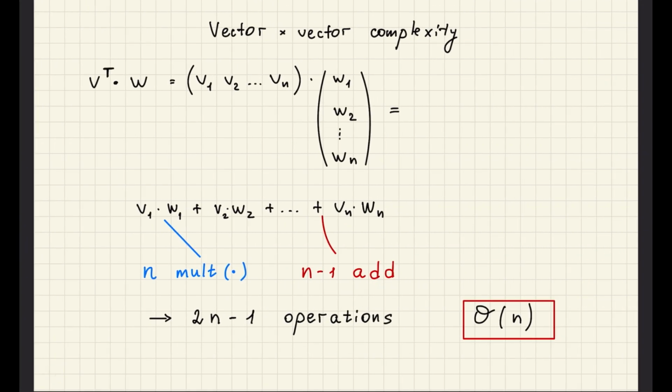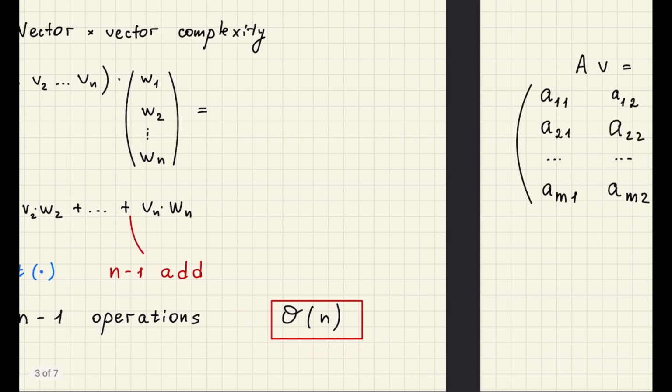If we want to compute a scalar product of two arbitrary vectors of length n, how many operations should we perform? We have to do n multiplications because there are n elements in the vectors v and w, and to sum them up we have to do n minus 1 additions. Together, n multiplications and n minus 1 additions give us 2n minus 1 arithmetic operations. This linear function, the linear growth with the size of the vectors, is denoted as capital O of n.